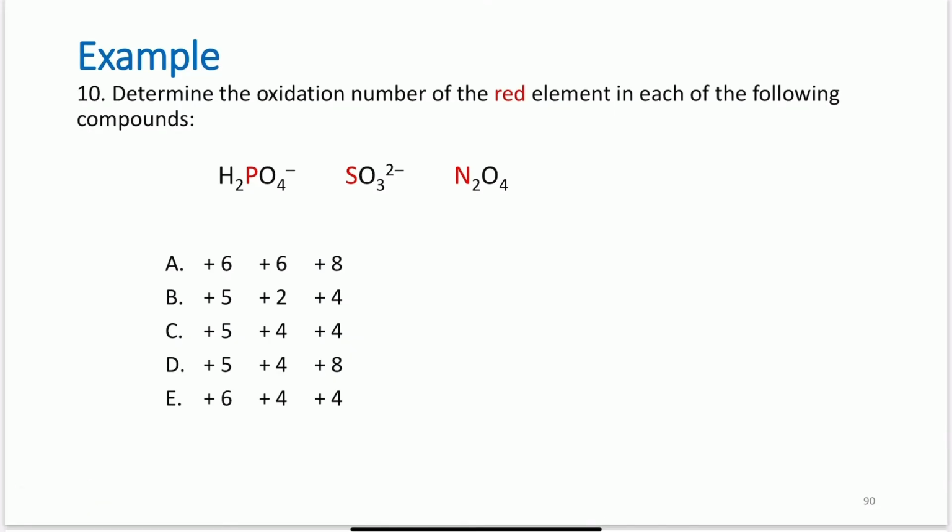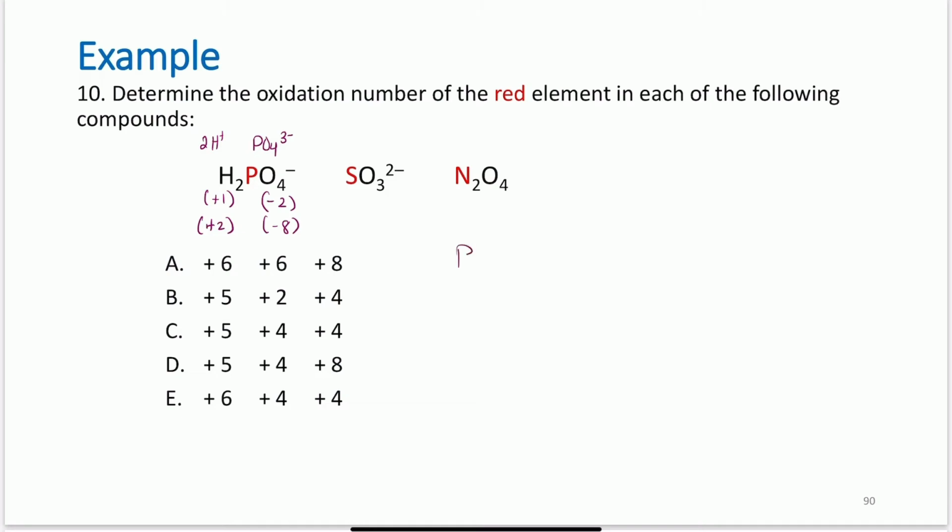Determine the oxidation number of the red element in each of the following compounds. So remember, oxygen is always -2. There's 4 of them overall, so I'd get a -8 charge here. When you get something like H2PO4-, this can actually split up into PO4 3- if you would like, and 2 H+, and then do it that way. Otherwise, recognize here that the hydrogen will be +1, so overall +2 charge.